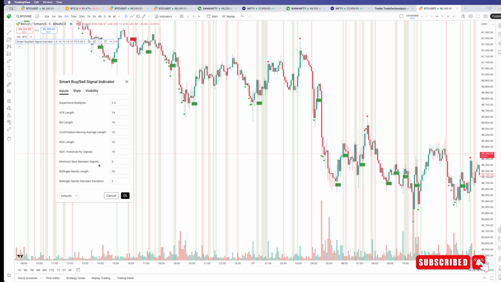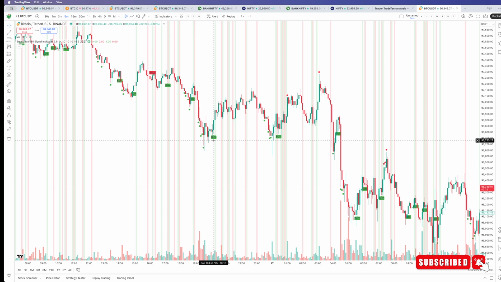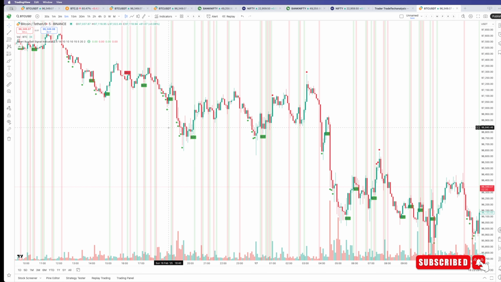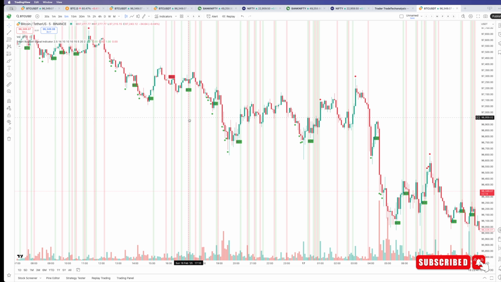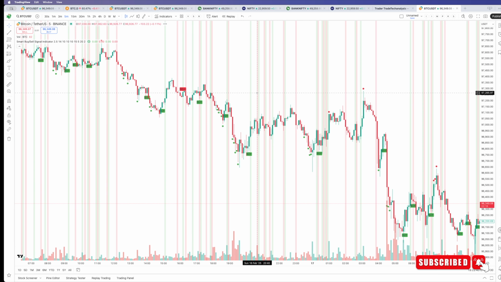Minimum bar between signal is really important because here, when it generates a buy signal, it will check the last 5 candles if there is a signal or not. So if it is a potential entry and if we got a, let's say, sell signal on this candle, then it won't generate this one. So that's the minimum 5 candle condition I have added.